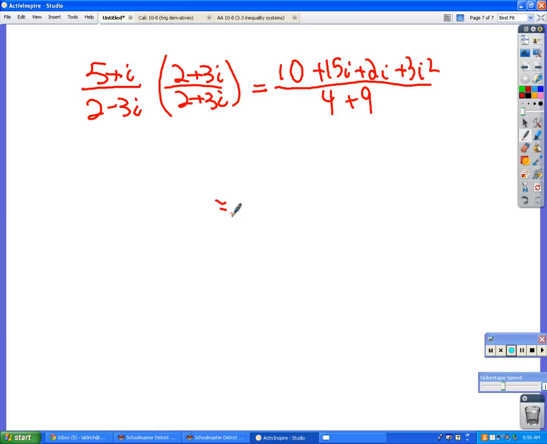All right, then I'm going to simplify this. This i squared becomes a negative 1, so 10 take away 3 is 7. 15i plus 2i is 17i, and that's all over 13. And then the last step is you just have to break it down into the 2 separate parts, which will be 7 over 13 plus 17i over 13. And there you go.